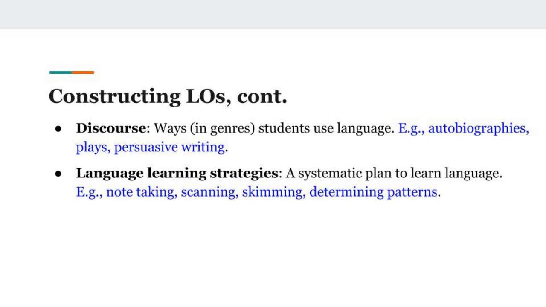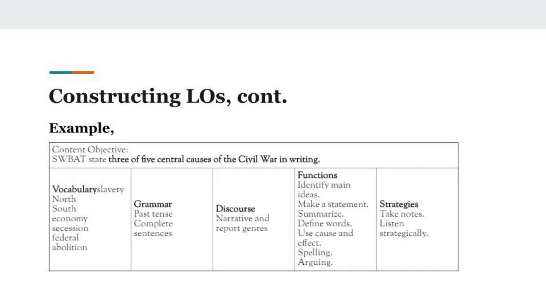And also, they need language learning strategies to learn the language. So they need to be able to take notes. They need to be able to know how to scan, how to skim, and many other strategies that they employ to learn. And we teachers are there for them to support them with learning those strategies.